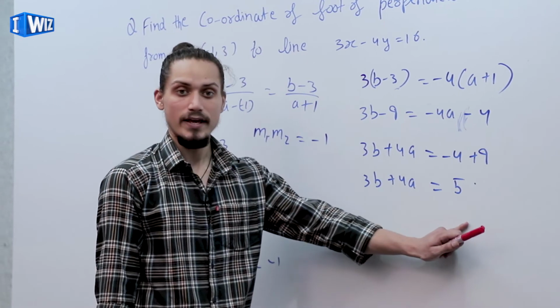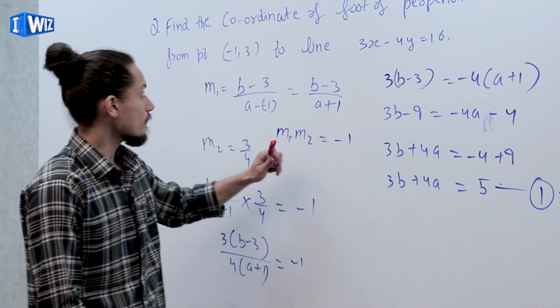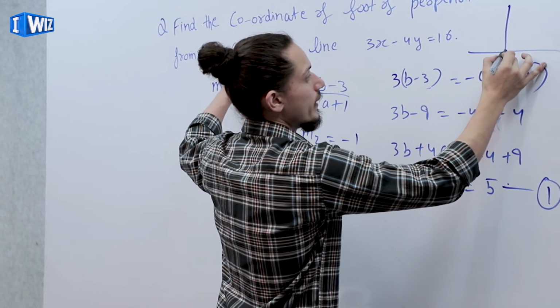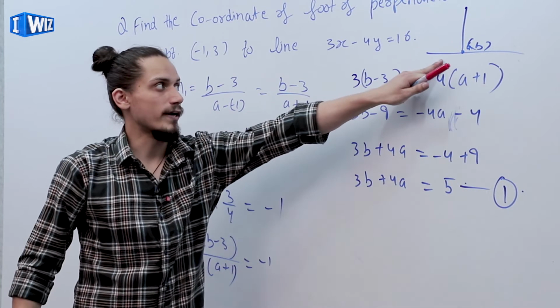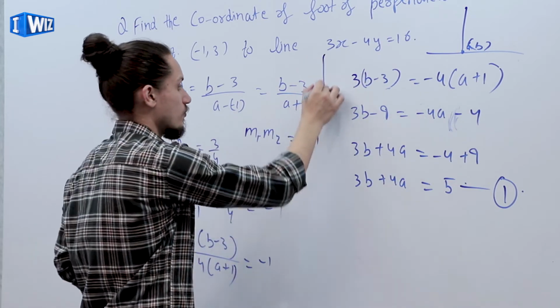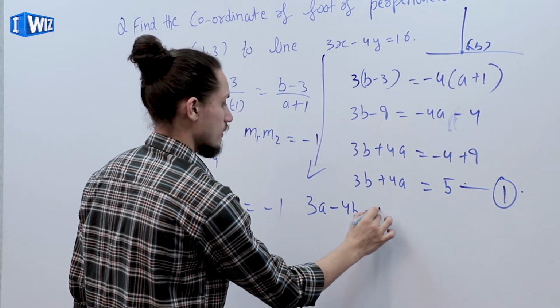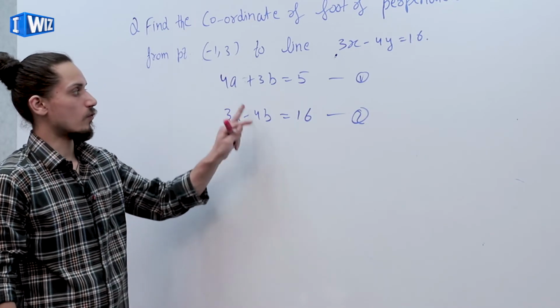ये आ गई हमारे पास एक equation a और b की form में. Say this is equation 1. Also, this point was lying, ये था हमारे पास perpendicular और ये point (a, b) lie कर रहा था इस line पे. Okay, since this point is lying on this line, we can also write it as 3a minus 4b is equal to 16. Say this is equation 2. Now we have these two equations in the form of a and b.